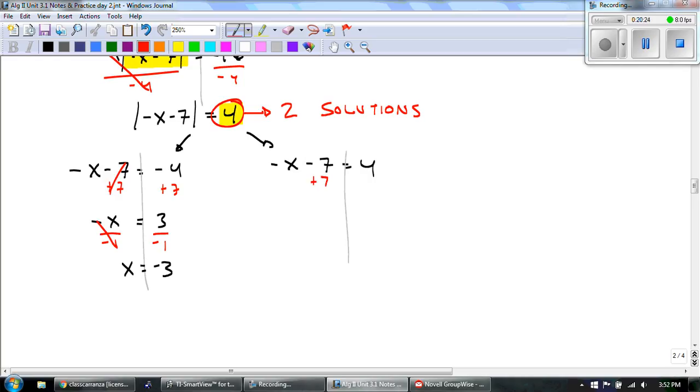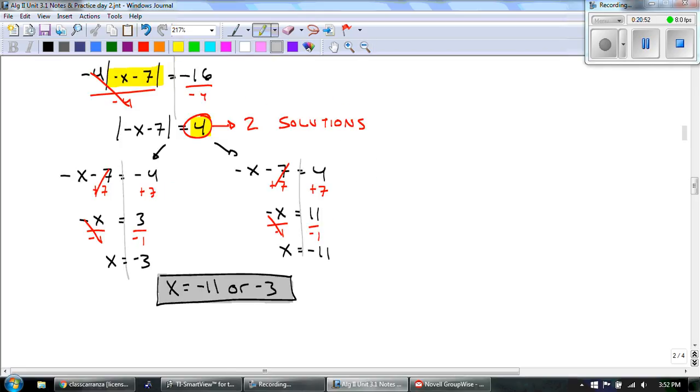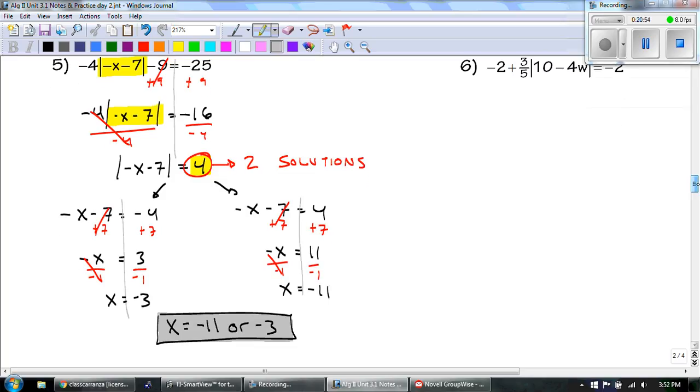Okay, and remember on the other side, you are doing the exact same thing. You add 7, and then I divide by negative 1 to get negative 11. And then we need to put those two in order. So x equals negative 11 or negative 3.